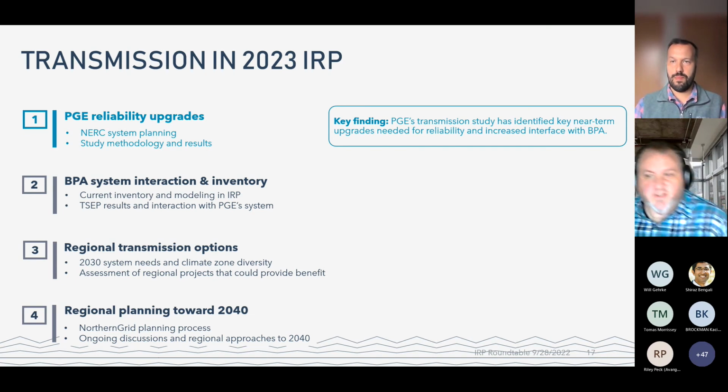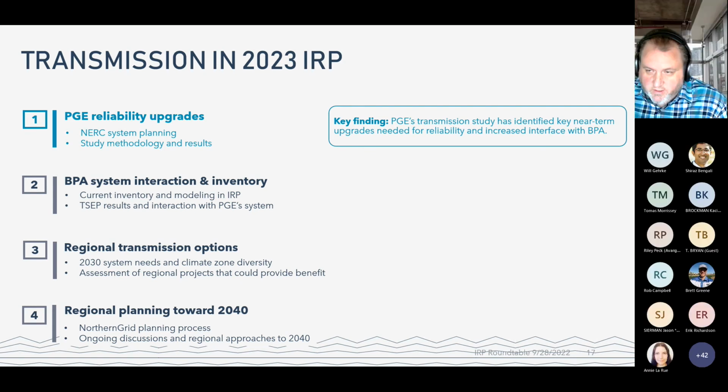Let me make sure my mic's on so I can talk to everybody. Because we're framing this from the lens of the IRP and what we're looking to do in the IRP, it's helpful to talk about what PGE has done historically and what necessarily hasn't shown up in the IRPs of the past. And so the next couple of slides will just speak to that. So if we go to the next slide, please.